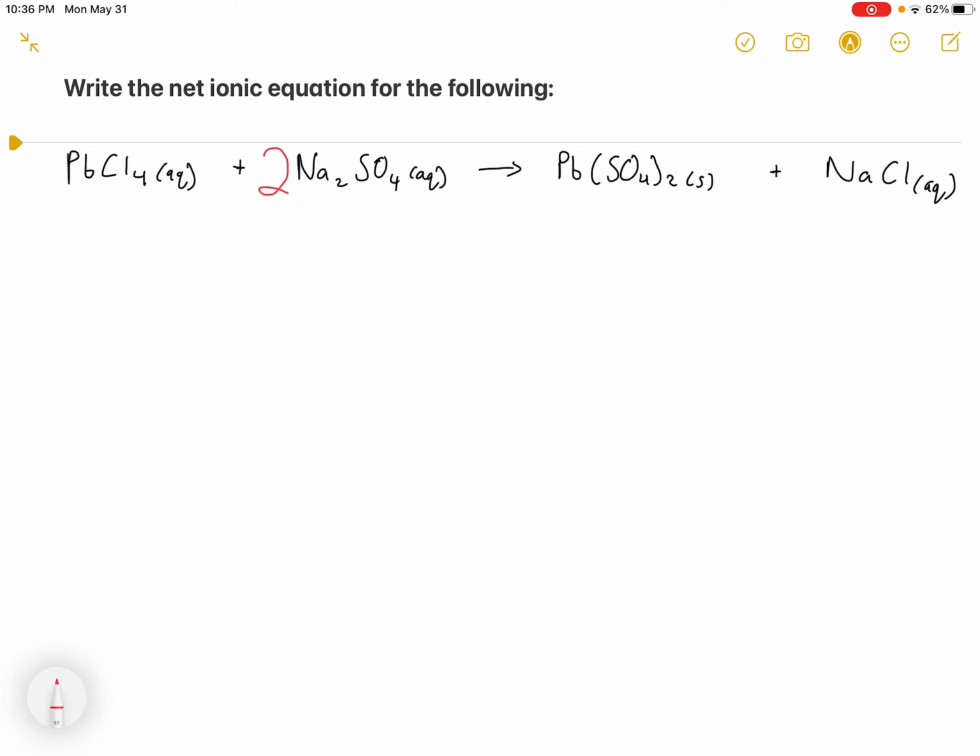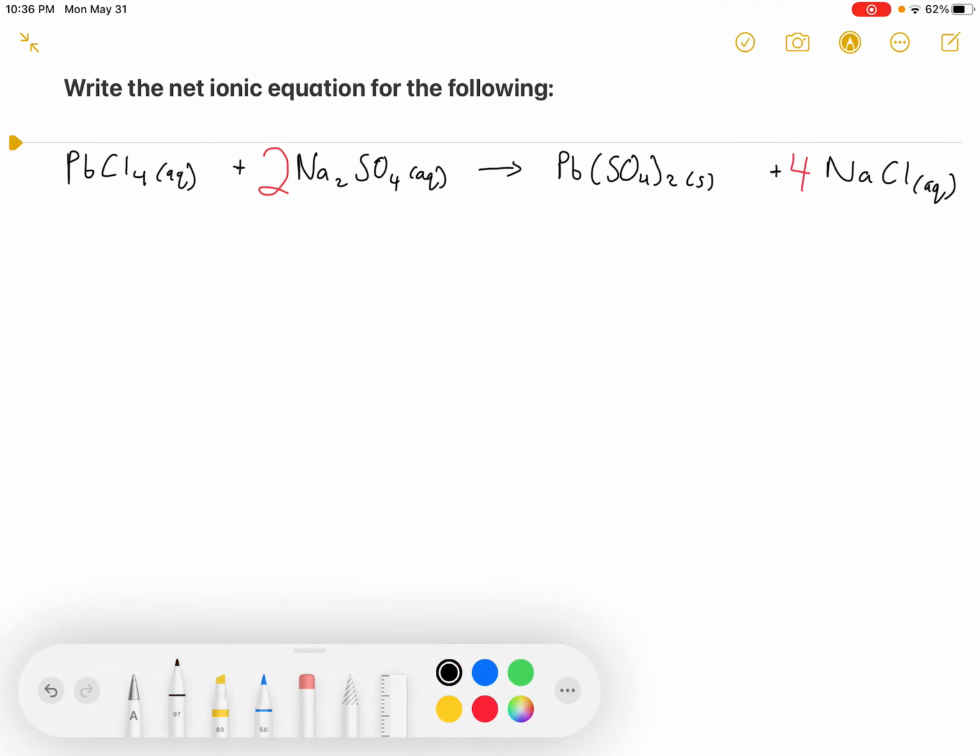We're going to need 2 sodium sulfates and 4 sodium chlorides. So now we have a balanced equation. 1 lead chloride reacts with 2 sodium sulfates to produce 1 lead sulfate and 4 sodium chlorides. So that's going to be our balanced equation.